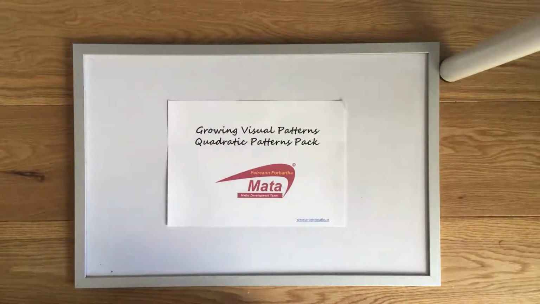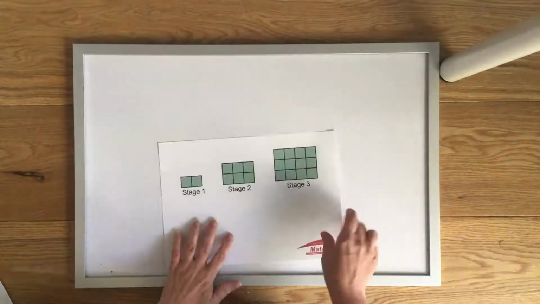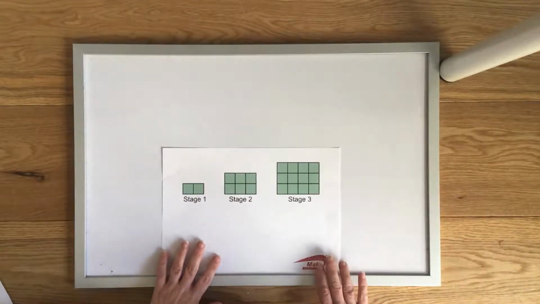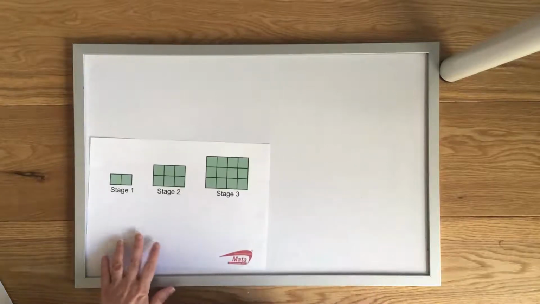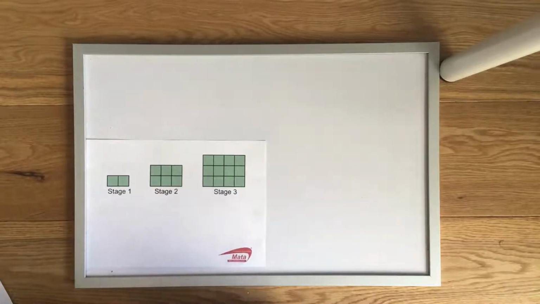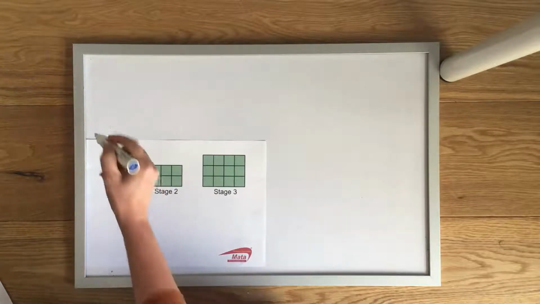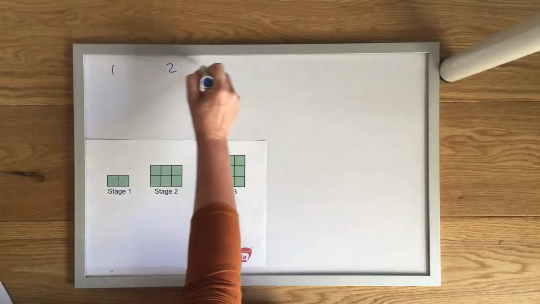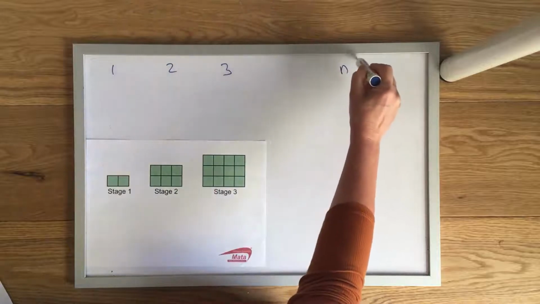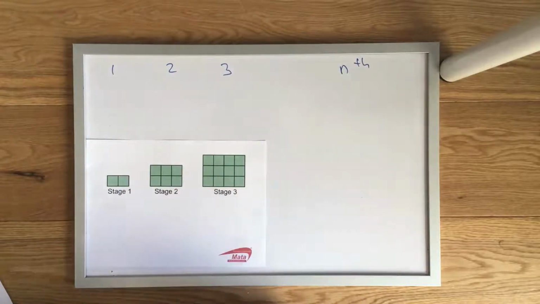Hello, today I'm going to go through the solutions to the workbook on growing quadratic patterns. So the first pattern we start with is this pattern. And what I'm going to try to do is attempt to draw the general term in the pattern, so the nth term. So if you think that this is term 1, term 2, term 3, I'm trying to find the nth term. What would that look like?